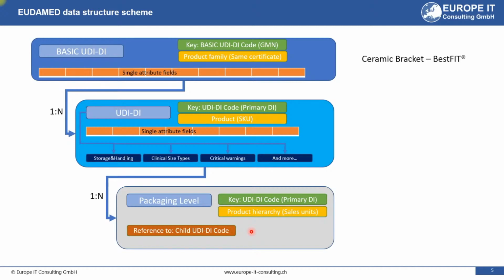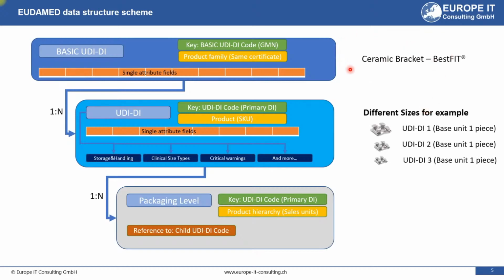As basic UDI-DI, we have here, for example, ceramic brackets with the brand name Best Fit. I suppose you know what these brackets are. They look like in the picture here. On the top level, we have now the ceramic brackets as main product. This is the product family, and for the UDI-DI, we have our real product in different sizes.